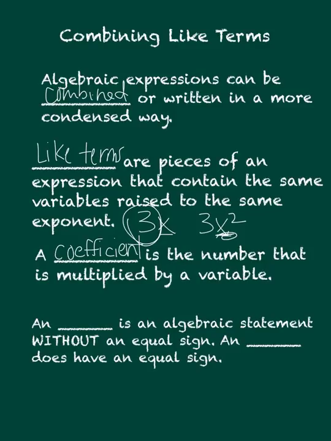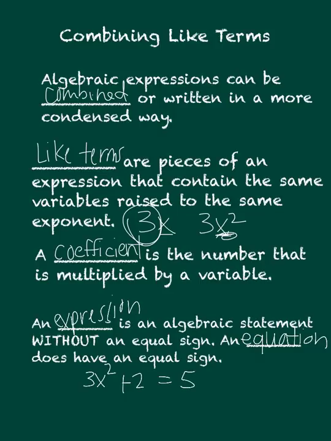Our next one is an expression, which is an algebraic statement without an equal sign. So say I have 3x squared plus 2. That's an algebraic statement. There's no equal sign. It's an expression. Then we have an equation, which does have an equal sign. So if I were to add onto this 3x squared plus 2 equals 5, that is now an equation.